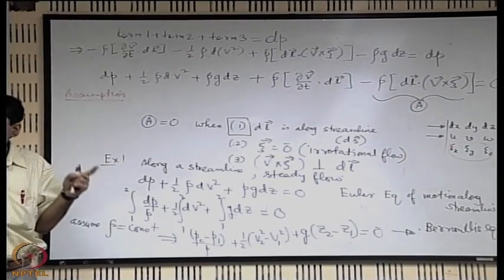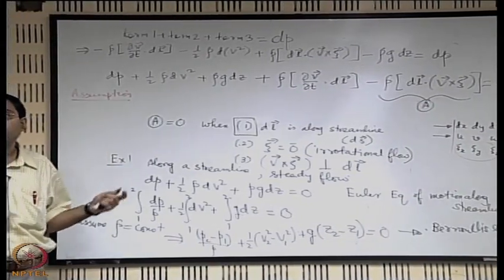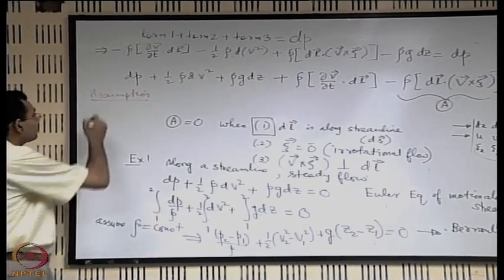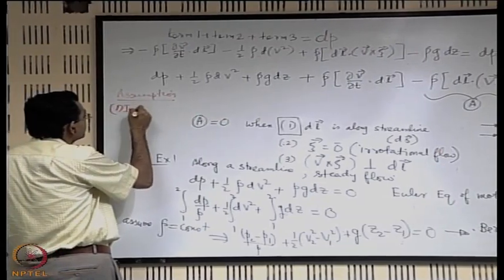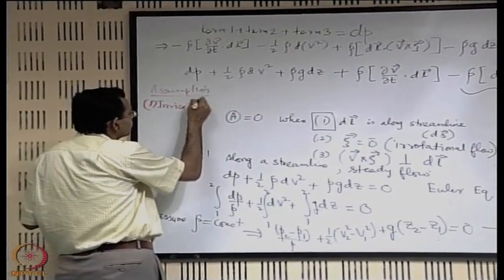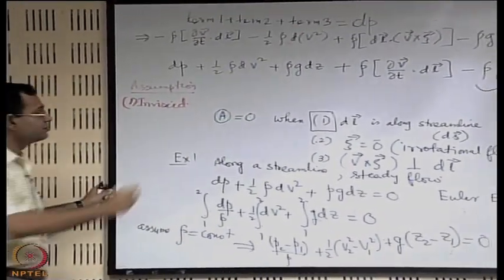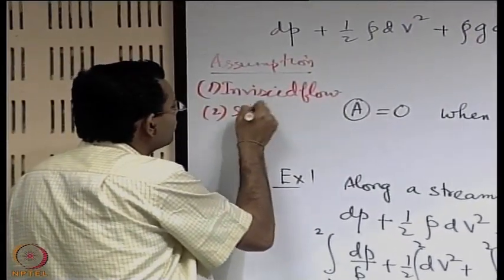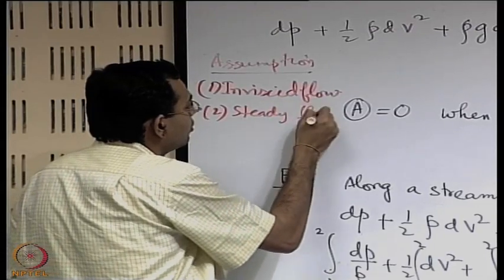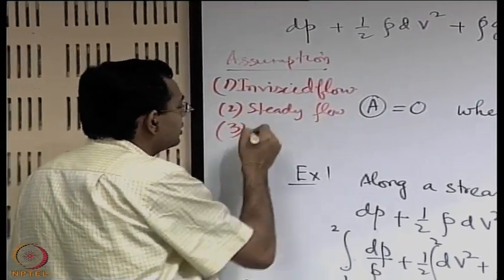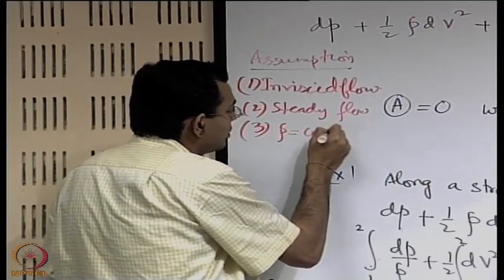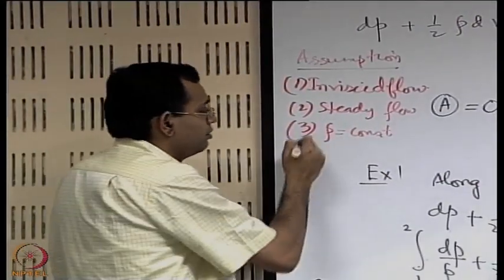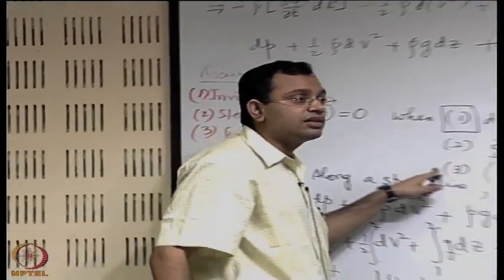Okay, gravity is the only body force, it is okay, but that is very explicit. What is not so explicit is inviscid flow. So inviscid flow is very important. Then steady flow, density is constant, it is a special case of incompressible flow, not irrotational flow. We have not taken this condition 3.